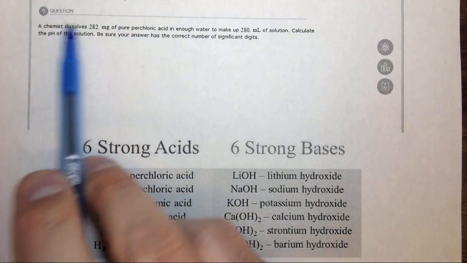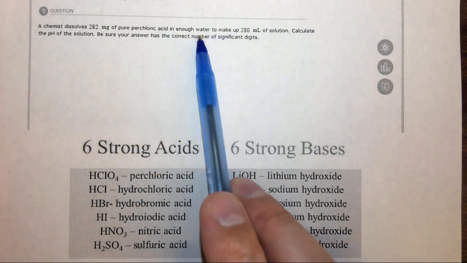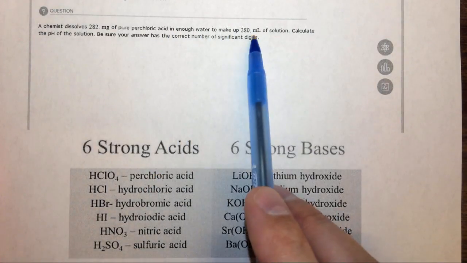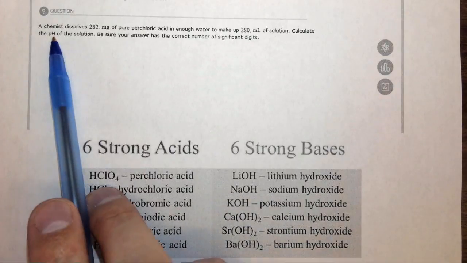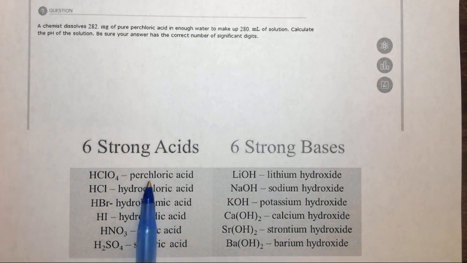This question says, a chemist dissolves 282 milligrams of pure perchloric acid in enough water to make up 280 milliliters of solution. And then it says calculate the pH of the solution. So perchloric acid is one of the strong acids.